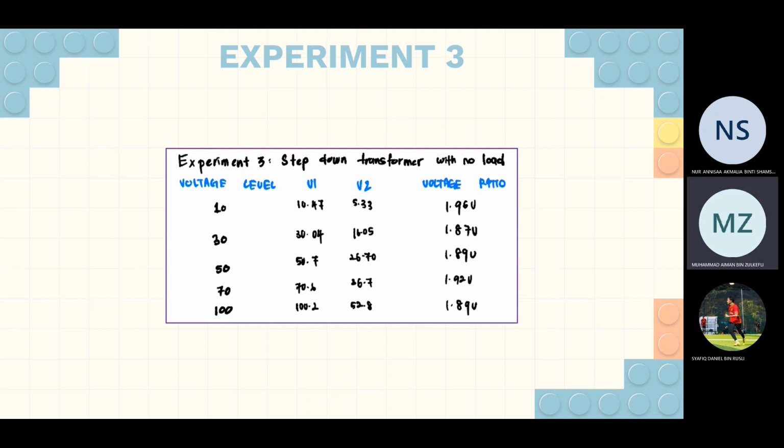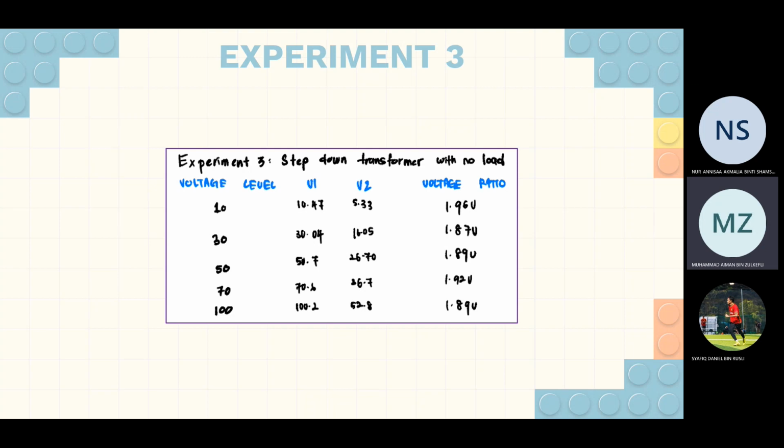And for 50 voltage level, V1 50.7, V2 26.7, and voltage ratio 1.89. For 70 voltage level, V1 70.6, V2 36.7, voltage ratio 1.92. For the voltage level 100, V1 100.2, V2 52.8, and the voltage ratio 1.98.